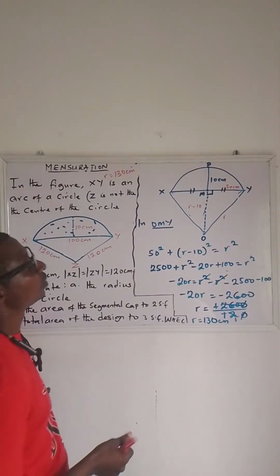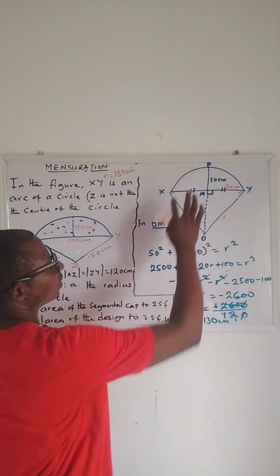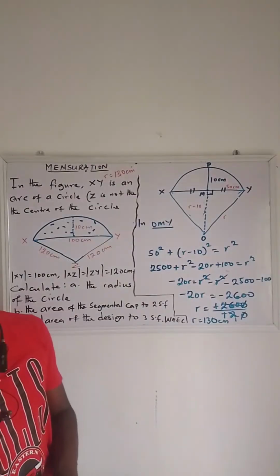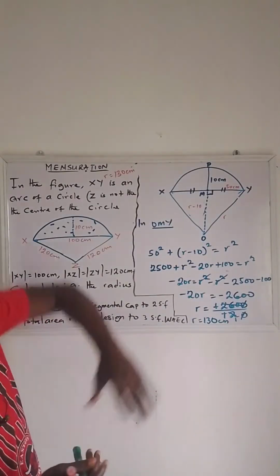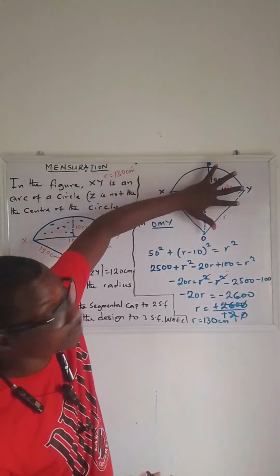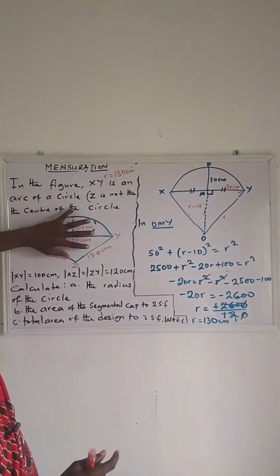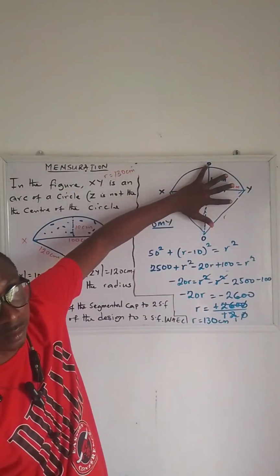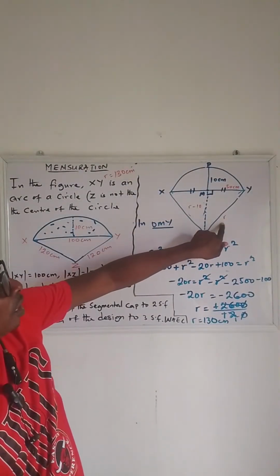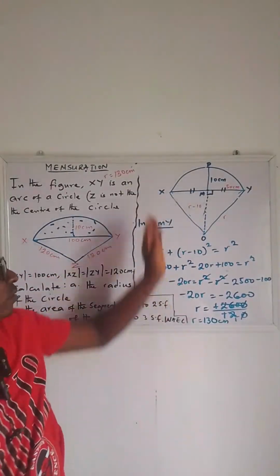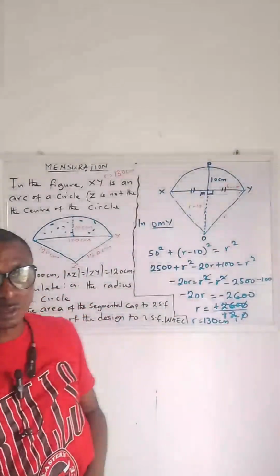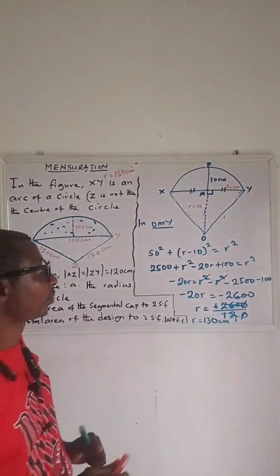Now, to get that, area of segment is area of sector minus area of triangle. You understand that? Out of the whole sector I have, this is a sector. This is not a sector. This is a sector here because we have radius. All right. Out of this sector here, take away this triangle. That gives us the area of the segment. So that's what we're going to do now.